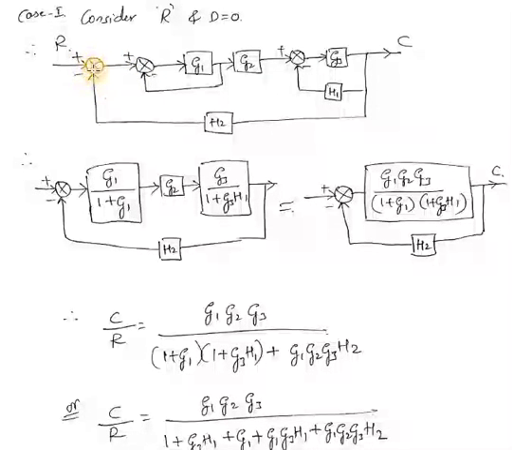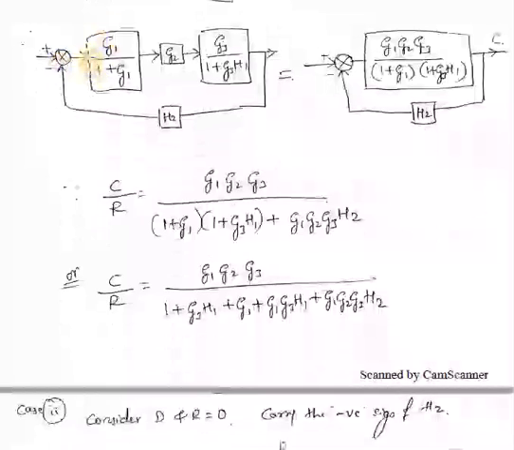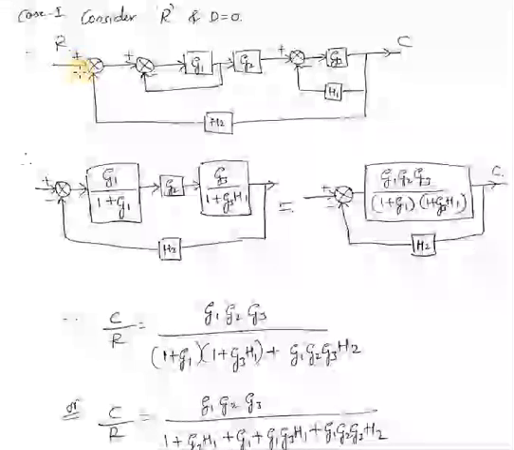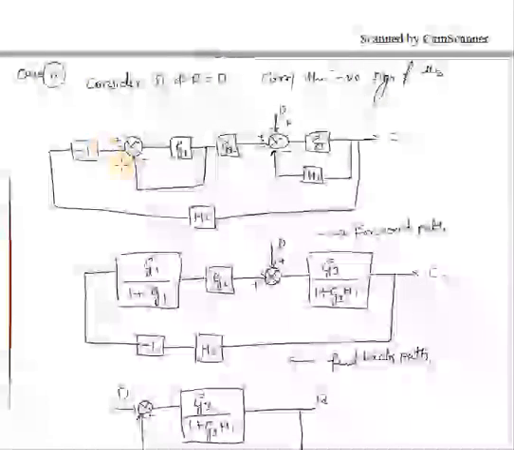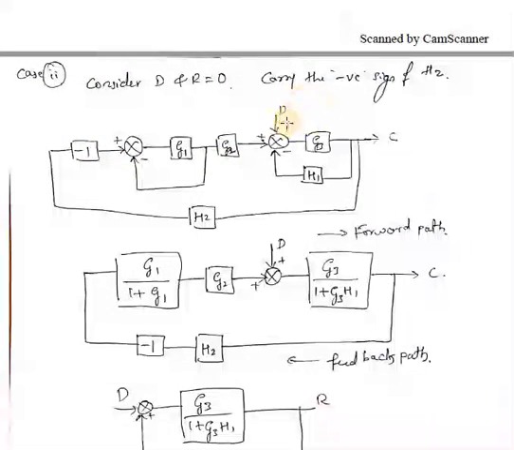So I will eliminate this summing point by introducing a block of transfer function minus 1, because this is with negative sign. Okay, if it is with positive sign, that time you have to replace it with a block whose transfer function will be 1. So here I have replaced that and I am considering this one. Now if you look at this, this is forming the canonical loop and this is also forming the canonical loop.